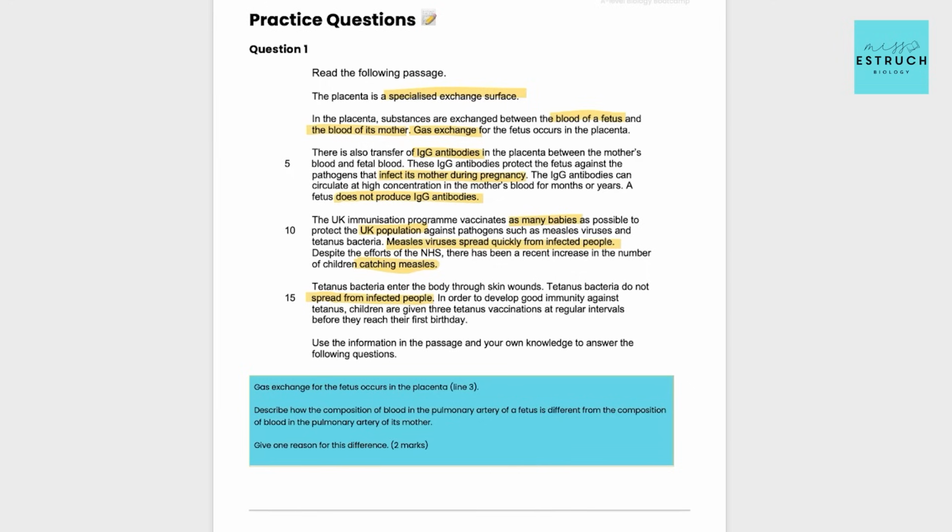In order to develop good immunity against tetanus, children are given 3 tetanus vaccinations at regular intervals before their first birthday. So what I'd be considering there is, normally you have those primary and secondary immune response graphs with just the 2 peaks to show the first time that you are infected, and then the second time, where you would assume that is the actual antigen or pathogen getting in. If they're having 3 vaccines, that means this is mimicking a primary, secondary, and tertiary immune response.